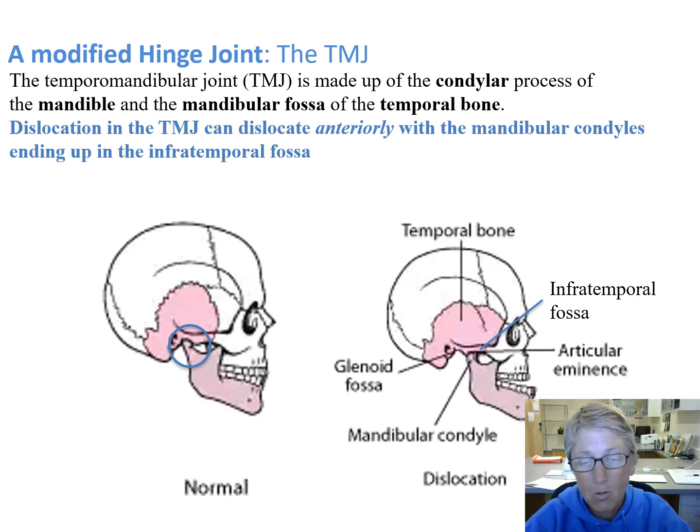And when you get a dislocation, what happens is you can get a dislocation anteriorly, so the mandible goes forward, and the mandibular condyle, or the condylar process of the mandible that used to be in the mandibular fossa here, is now in the infratemporal fossa of the temporal bone.